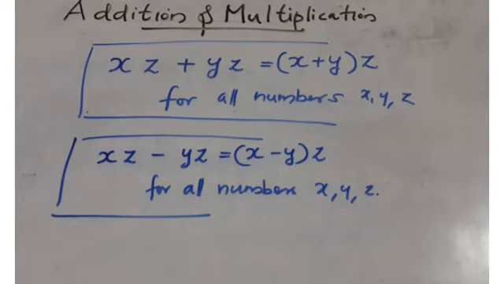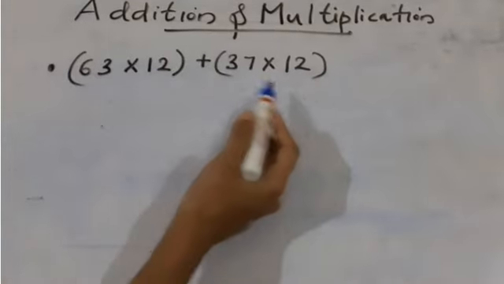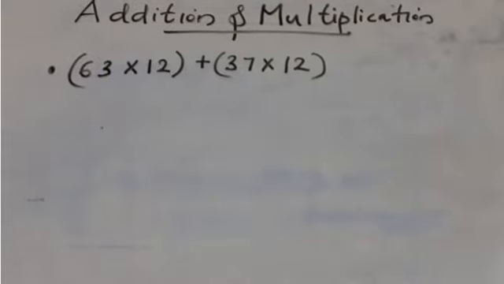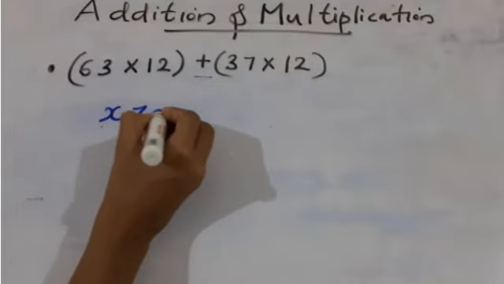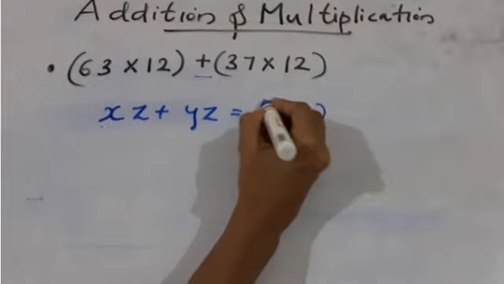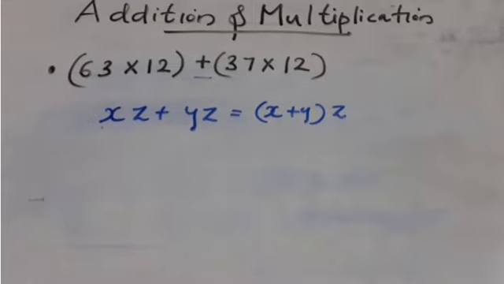Now let us do some problems related to these algebraic expressions. Now we want to find the answer of this question: 63 into 12 plus 37 into 12. Here it is plus. So we want to use the algebraic expression that we studied first, that is xz plus yz equal to x plus y into z. This is the equation we studied in the case of addition, right?